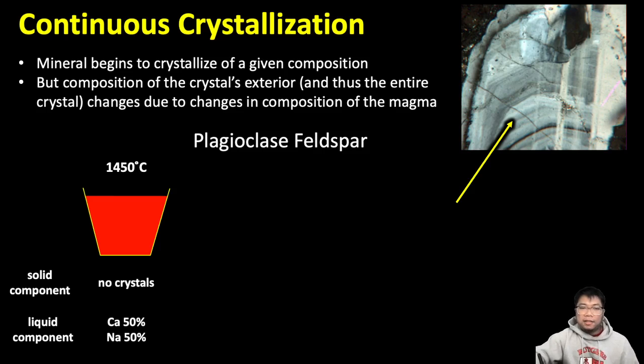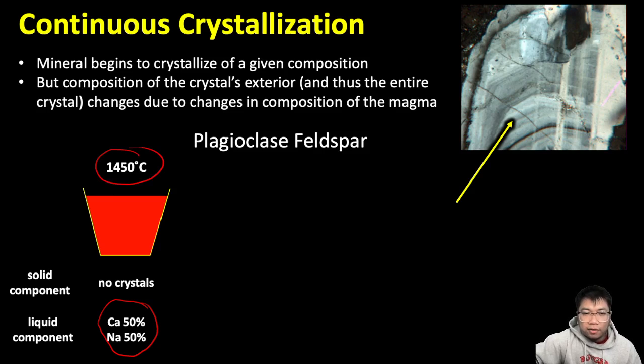Now let's take a look at the two processes involved in both continuous and discontinuous crystallization processes. For continuous crystallization, the minerals begin to crystallize of a given composition. So, for example, here I have a completely liquid molten rock. The composition of this liquid is 50% calcium and 50% sodium, and at 1450 degrees Celsius, there are no minerals forming in this melt.